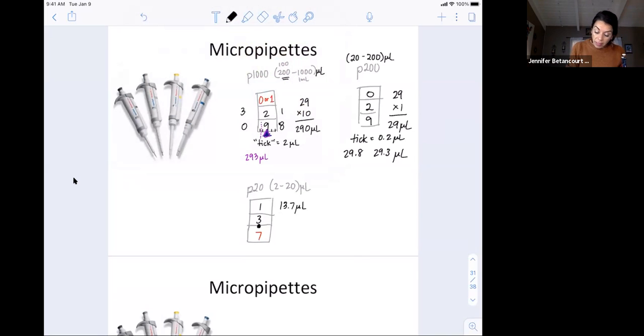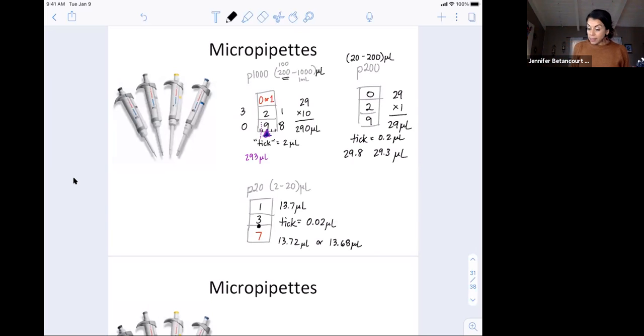Okay. And this one also has little tick marks. This can allow you to be as precise as 0.02. So if I moved this over one tiny little tick mark, I could do 13.72 or 13.68, depending on which way I move the pipette. Okay.